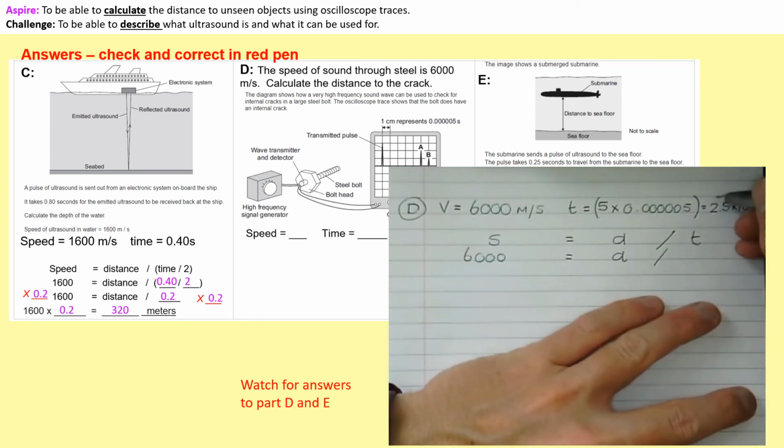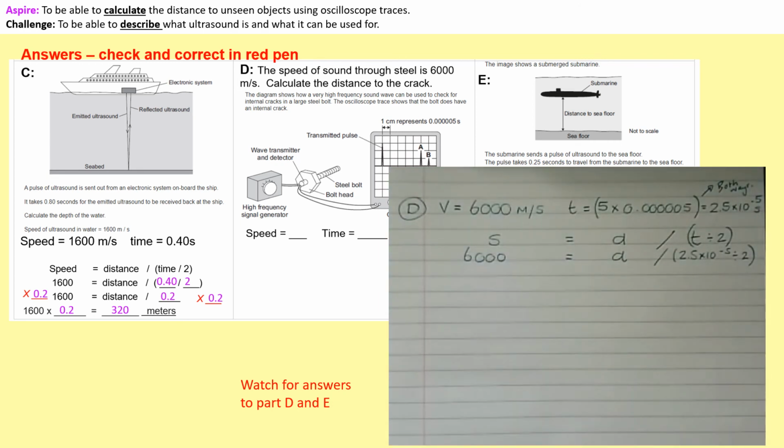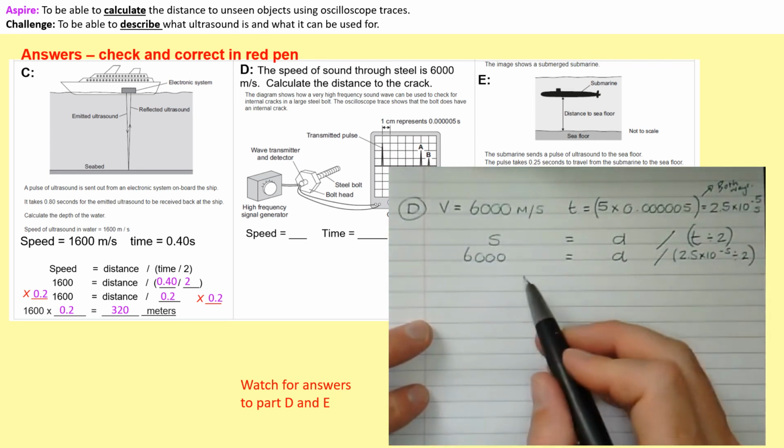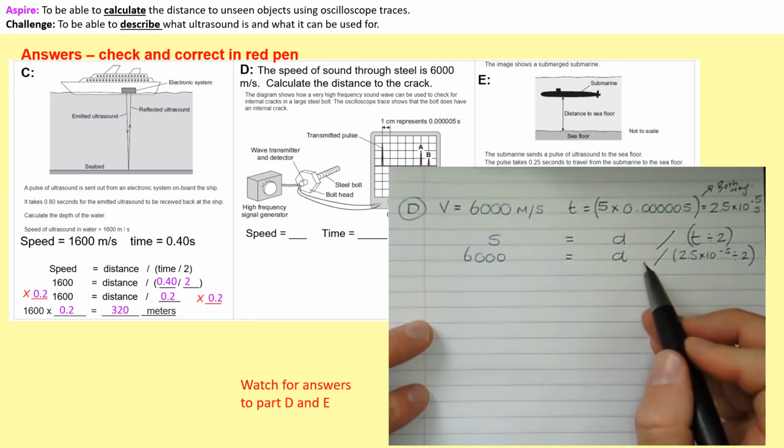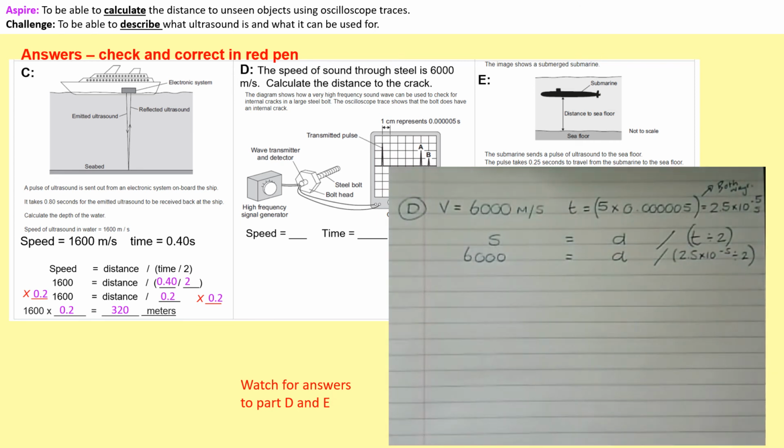But we need to remember that this is both ways. So it's to the receiver and back. So that means we've got to do this time divided by 2 in our formula. So we're going to do 2.5 times 10 to the minus 5 divided by 2 in our formula. Okay, let's simplify this so we've only got a maximum of two operations, because this is too much going on here. We could rearrange at this stage, but it's easier just to get it simple.